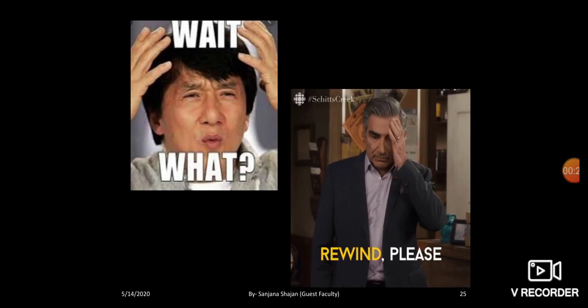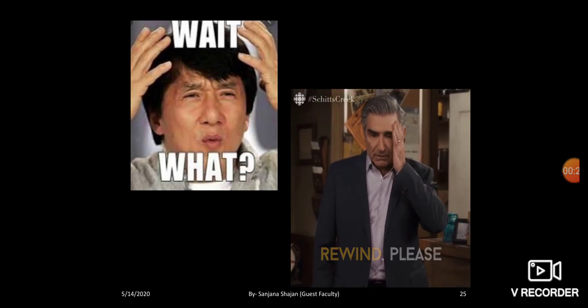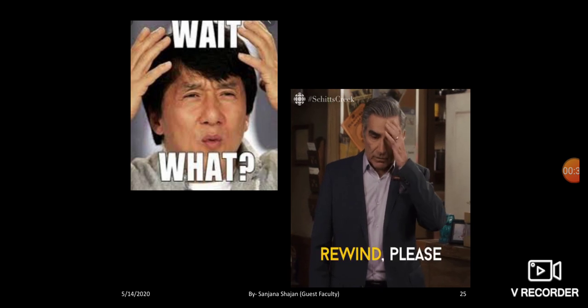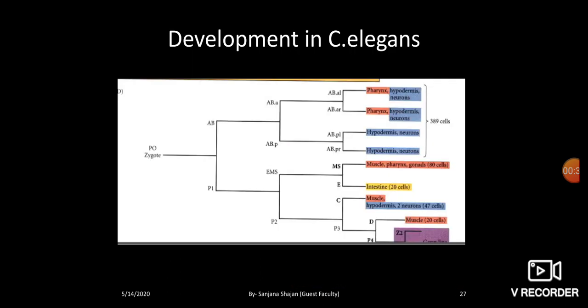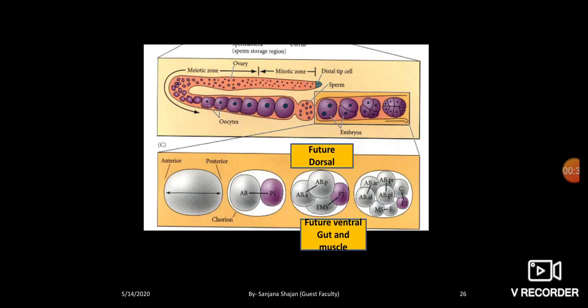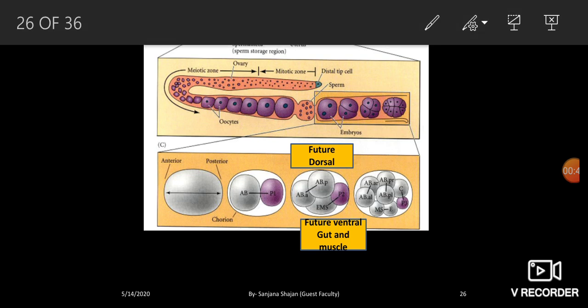Wait, what? Rewind, please. I know you guys have forgotten every single thing about C. elegans, so let's have a recap. As you can see here, and I hope you remember this, in C. elegans, after they fuse and form a zygote, the cells will start dividing and the blastomeres are formed.